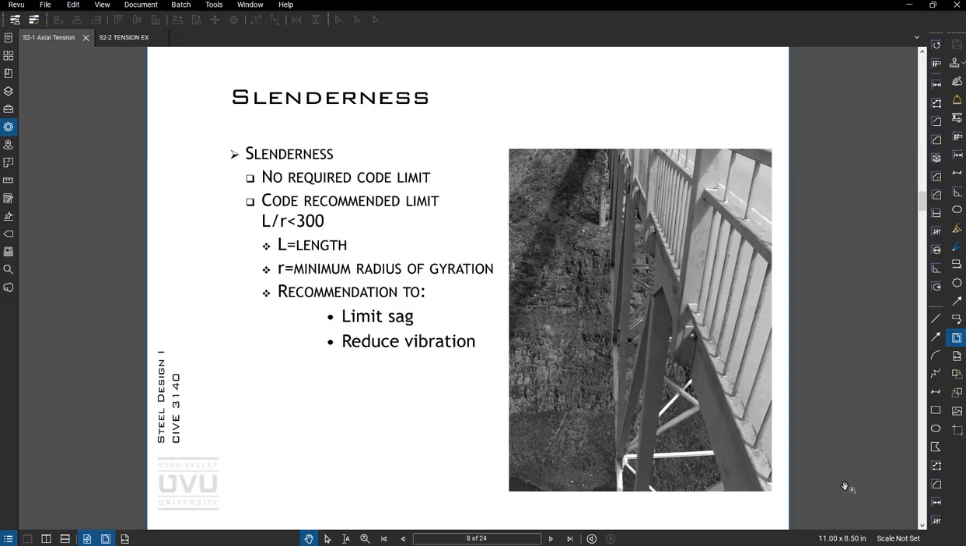All right, there are some slenderness recommendations in the code. There's no limit, but they do recommend that the slenderness, so the length divided by radius of gyration, is less than 300. That gives some improvement, basically a reduction in sag and a reduction in vibration.